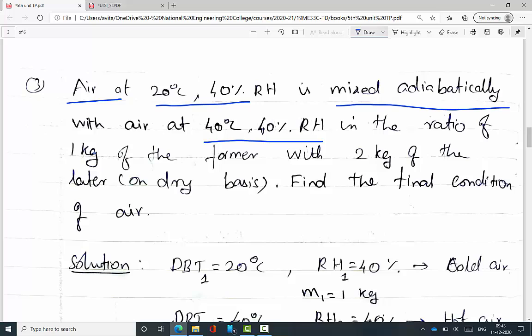Here the primary air is from the centralized unit and the secondary air is from the atmosphere. Both are mixing and change their condition due to the mixing of the two streams, and that conditioned air is supplied to the supermarket. Now we go to the problem.